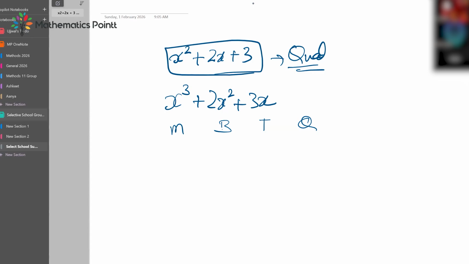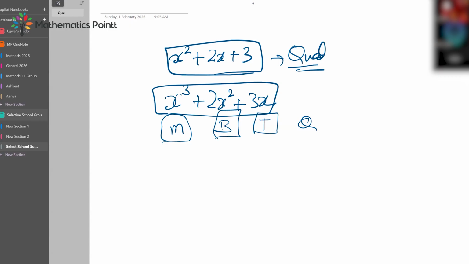Yes, it is a trinomial. Why? Because there are 3 terms to it. So remember, count the terms. If it's 1 term, it is monomial. If it is 2, binomial. 3, trinomial. 4, quadrinomial, and so on.